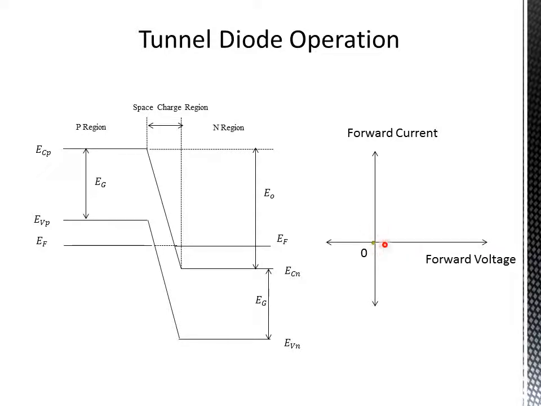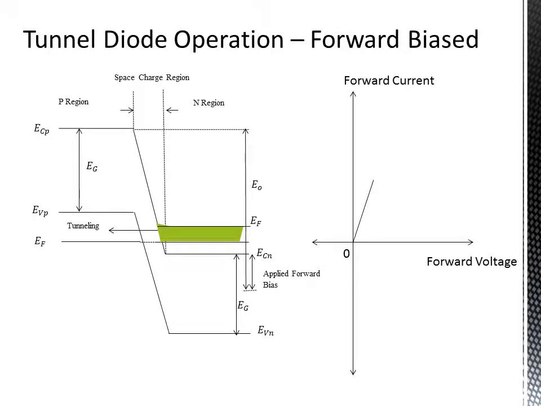Here we have 0 tunneling current. When the tunnel diode is forward biased, the barrier height E naught reduces by the amount equal to the applied forward bias energy. So in the earlier case the E naught barrier height is this much. If you apply forward bias, the barrier height reduces by this amount.